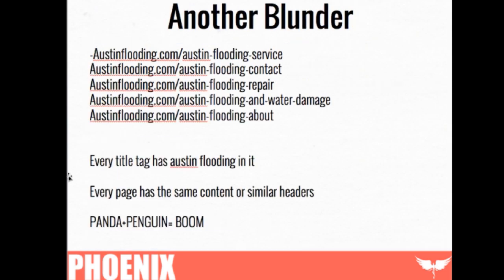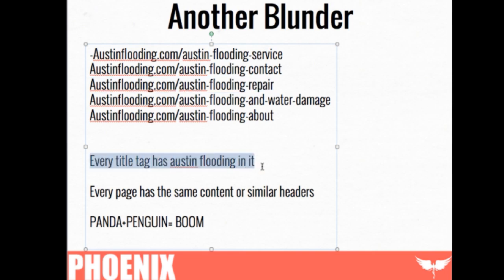Now, another blunder people will make is they'll have their keyword on every page of the site, or they'll try and rank 18 different pages for similar keywords. So, for example, I have austinflooding.com, Austin Flooding Service, austinflooding.com, Austin Flooding Contact, Austin Flooding Repair, etc. This is very, very common in local sites.